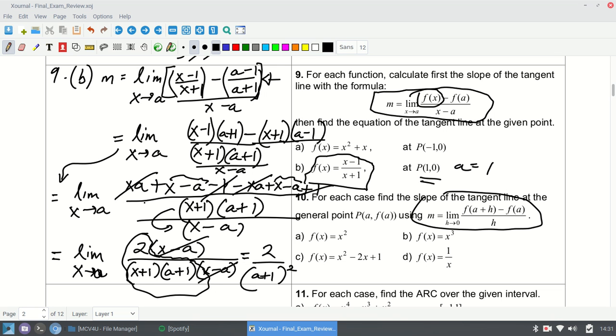Now again, this is my point, and a equals 1. So the slope equals 2 over (1 plus 1) squared. 1 plus 1 is 2. 2 squared is 4. 2 over 4 is 1/2. So m turns out to be 1/2. Okay, so that's what I'm going to write.